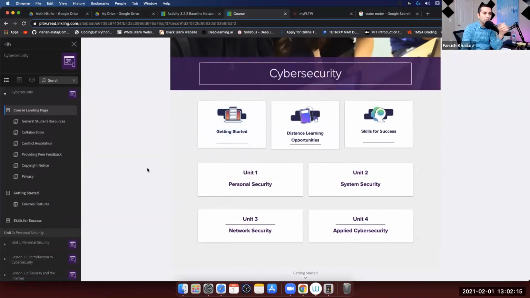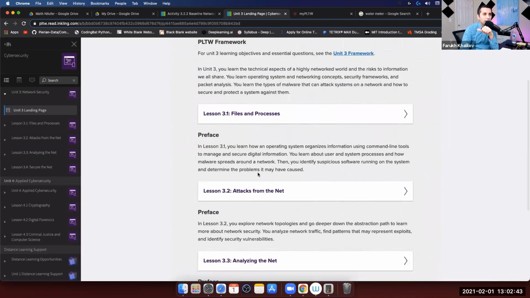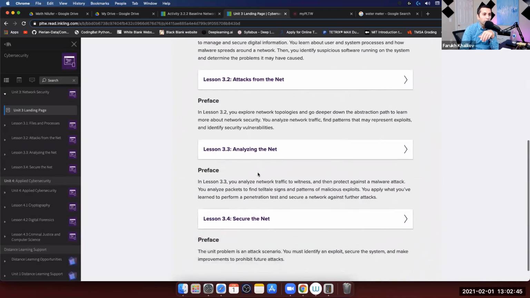In total, we have only 4 units. Maybe it's unfortunate, maybe it's fortunate, I don't know, because in the past year they had many more different units. And right now we are in unit 3, which, compared with other units, is the most advanced one. But I see, guys, that you are doing all of them right. So we are learning the network and the Linux. So yeah, if we go to that, there are 4 different lessons: lesson 3.1, 3.2, 3.3, and 3.4.